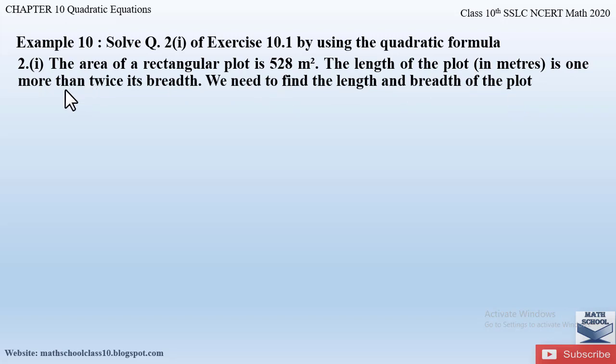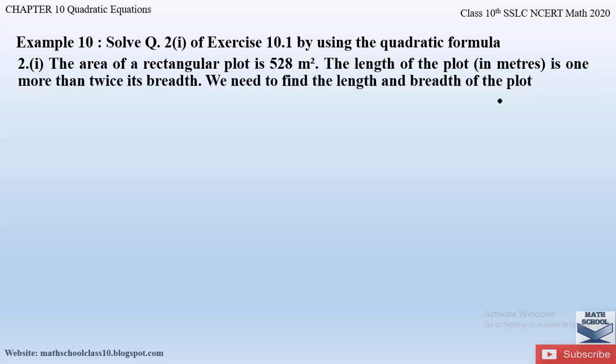So this question I have already solved in my previous videos. If you have not watched that video, please find the link in the description box below or click the I button above. So let us solve this problem again and form a quadratic equation, and then we have to use the quadratic formula to find the roots of the obtained quadratic equation.